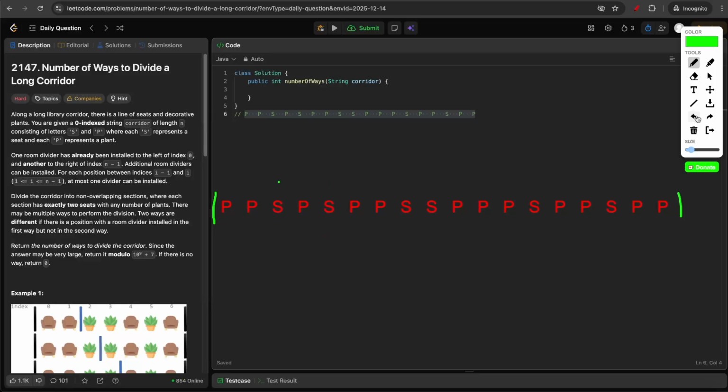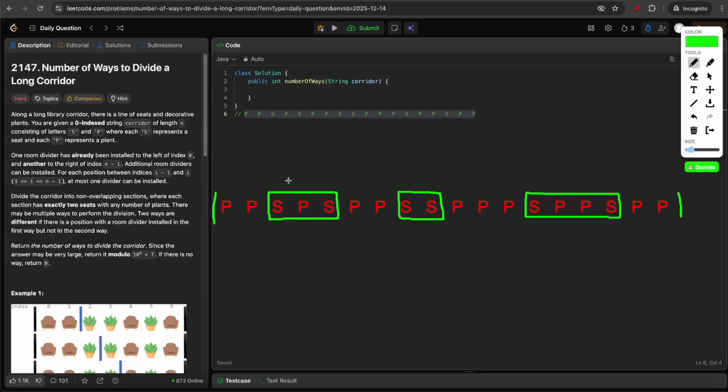So by this we can say that no matter what the division is, these two seats will remain in the same segment, and then this set of seats will remain in the same segment. Like we established, we can't place a divider in between these. Now all we have to see is where we can place the dividers.